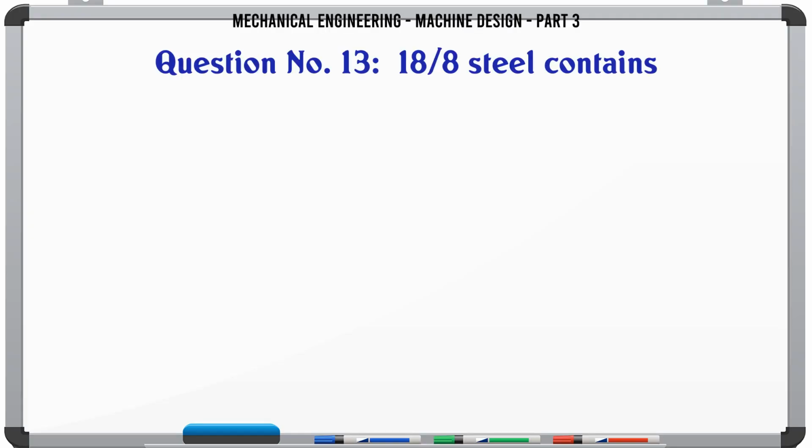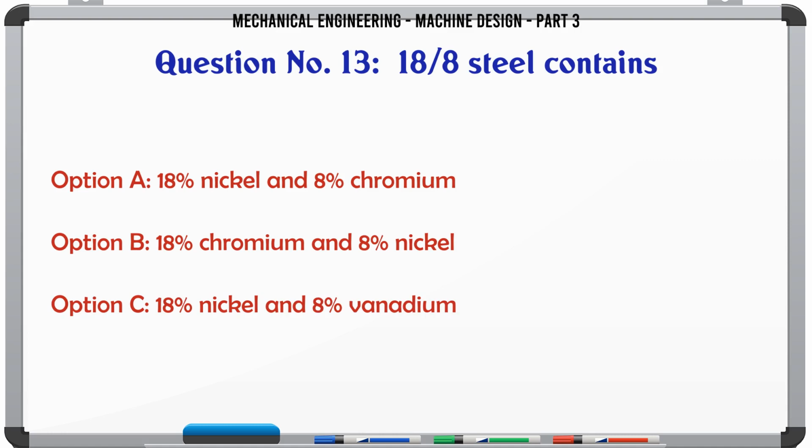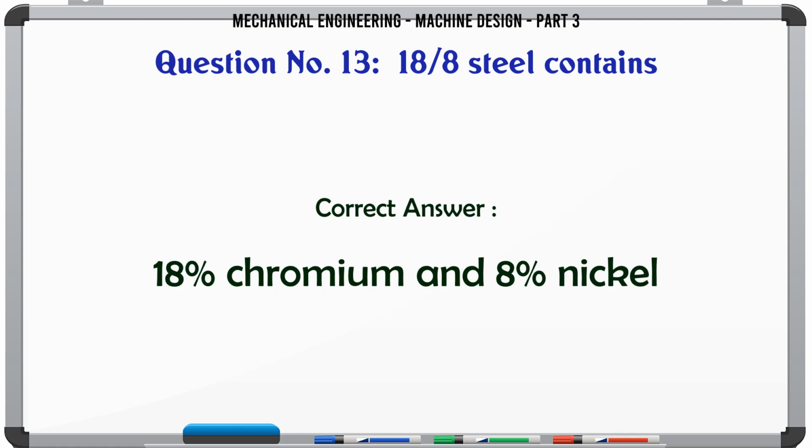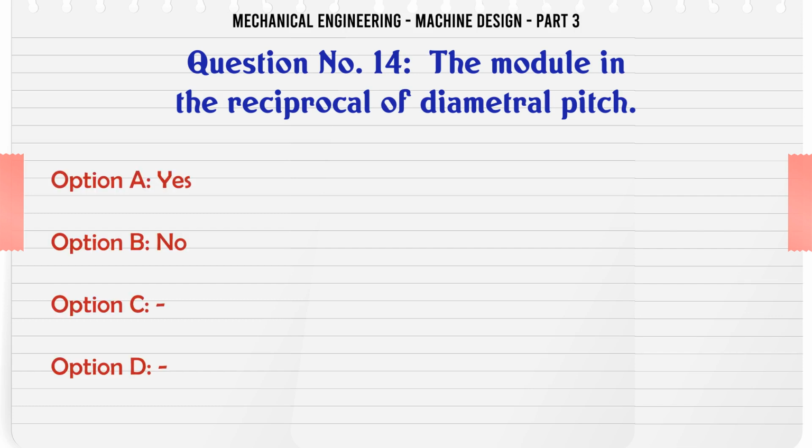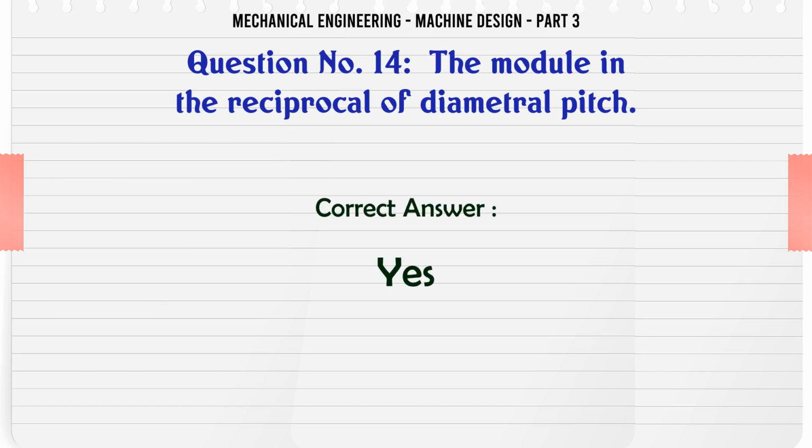18-8 steel contains A. 18 nickel and 8 chromium, B. 18 chromium and 8 nickel, C. 18 nickel and 8 vanadium, D. 18 vanadium and 8 nickel. The correct answer is 18 chromium and 8 nickel. The module is the reciprocal of diametral pitch. A. Yes, B. No. The correct answer is yes.